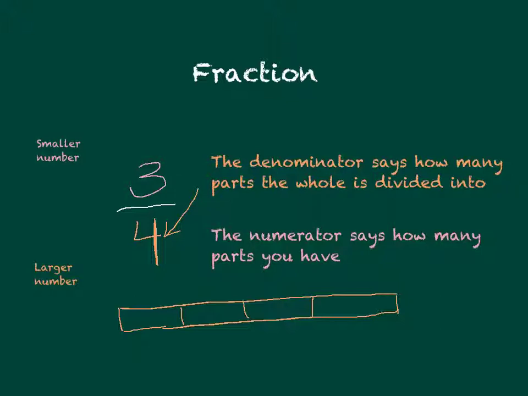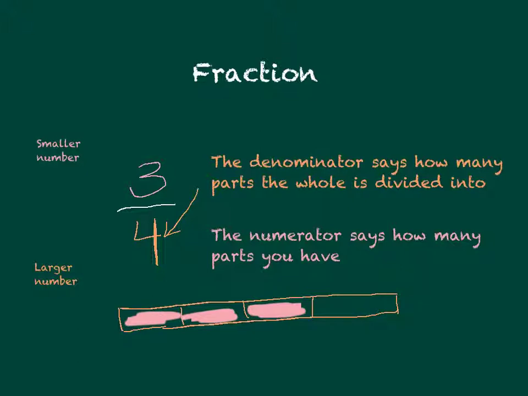Let's think about what we already know about fractions. In a fraction, the denominator, or the bottom number, tells us how many parts the whole is divided into. In this case, the whole has been divided into 4 equal parts. The numerator, or the top number, tells us how many parts we have. So in the case of this fraction, we have 3 out of 4 parts. And so this will illustrate the fraction 3/4.